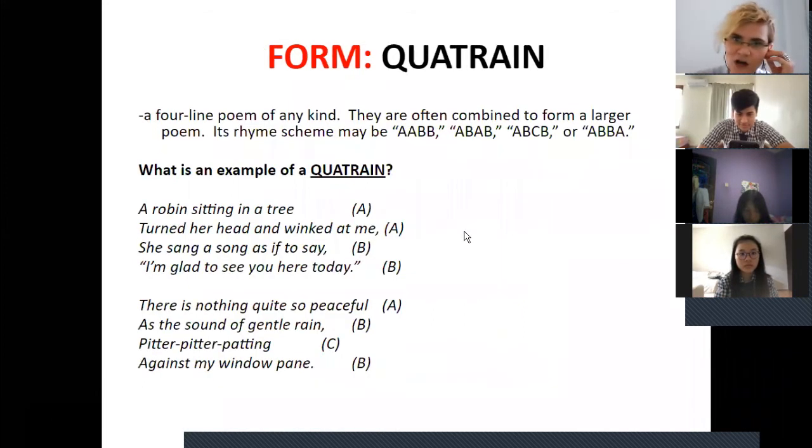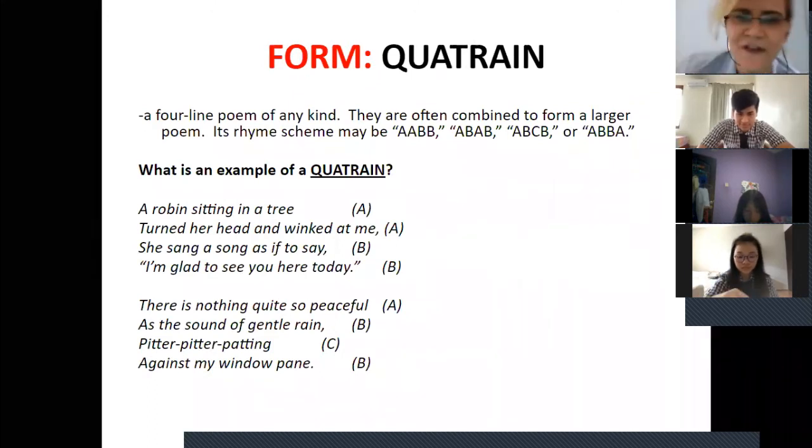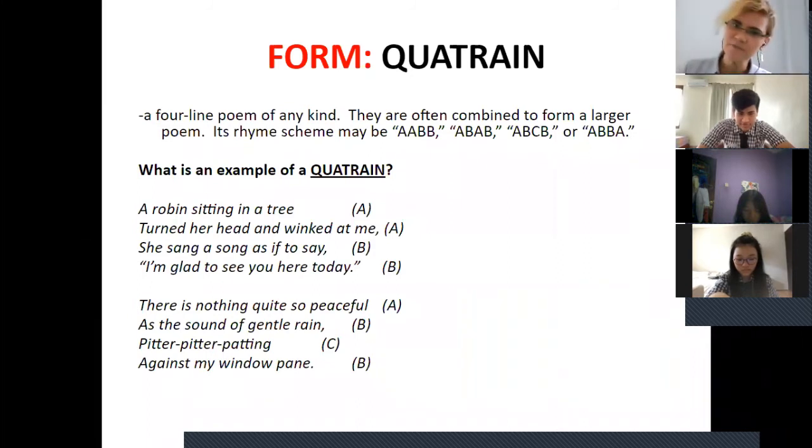And then we've got a quatrain. That one is a 4-line poem of any kind. They're often combined to form a larger poem. Its rhyme scheme may be A, B, B, can be A, B, A, B, can be A, B, C, B, or A, B, B, A. That doesn't matter. But it always has this rhyme scheme going back within 4 lines, not more than 4 lines.